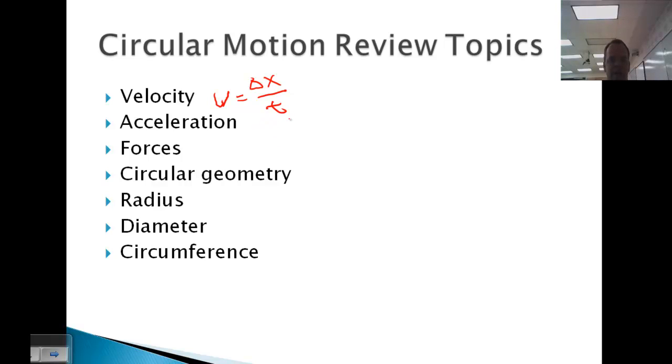Acceleration is any change in velocity. Remember, acceleration is change in velocity over time. We'll be looking at forces, Newton's second law, F net equals ma. We'll be dealing a lot with circular geometry.